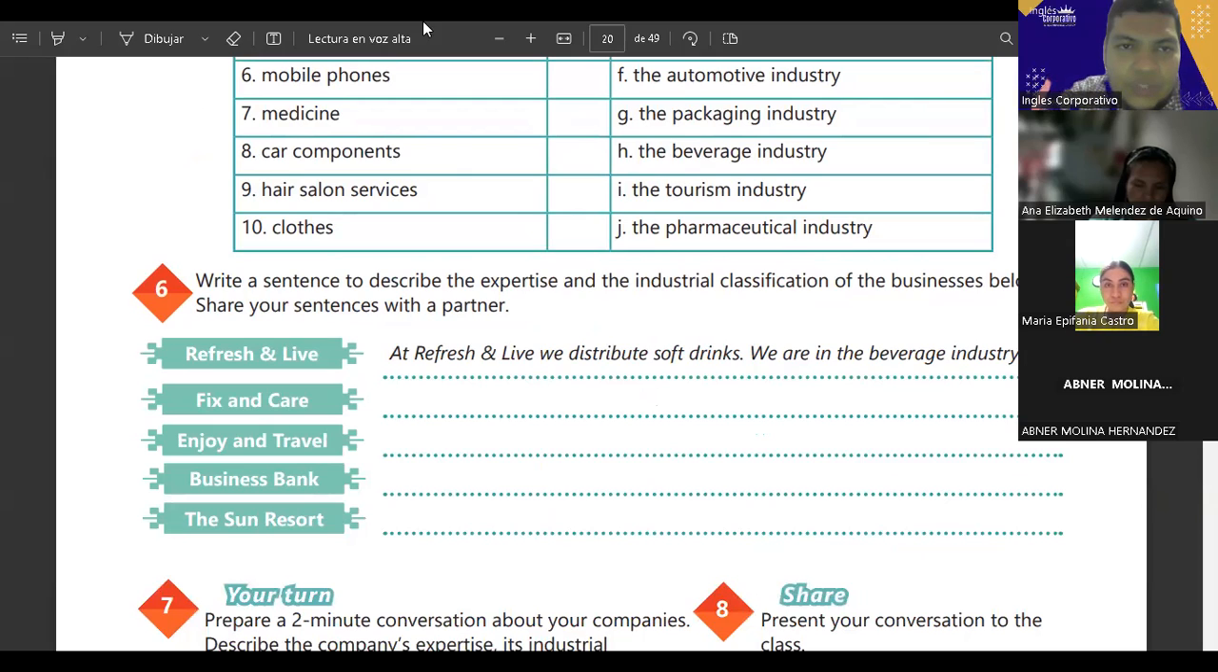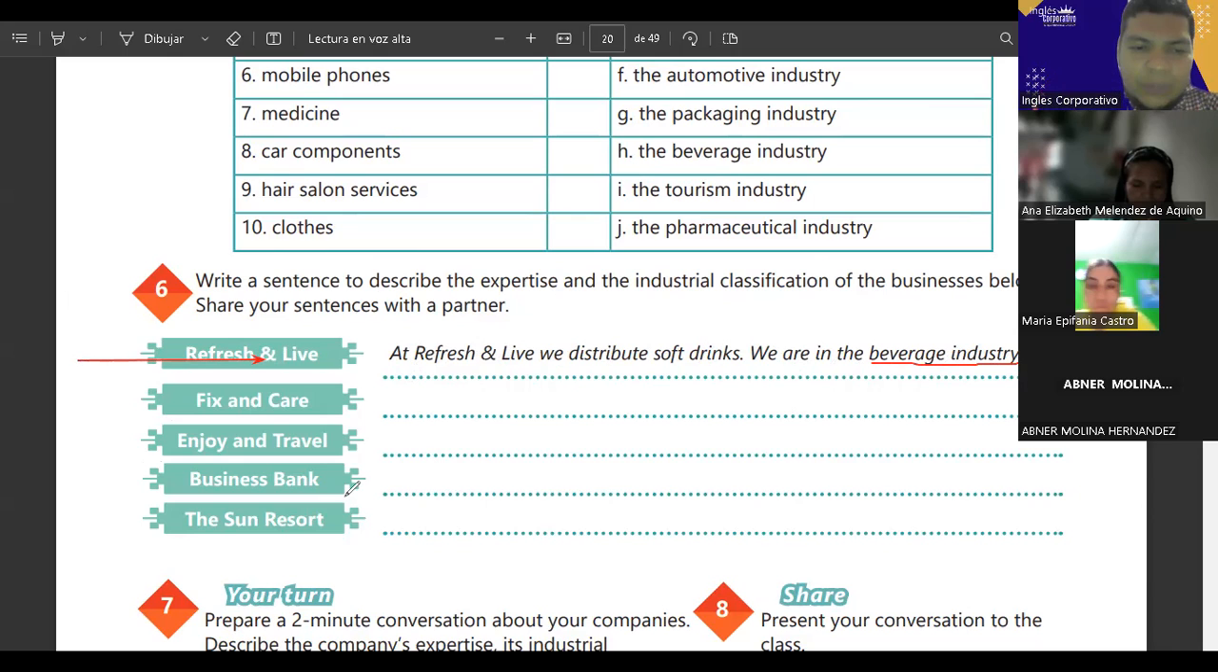All right, so we have some words here. Everybody, let's read the instruction together, right? It says right here, write a sentence to describe the expertise and the industrial classification of the business below. Share your sentences with a partner. So for example, take a look at this one, people. It says here, Refresh and Leaf. At Refresh and Leaf, we distribute soft drinks. We are in the beverage industry, okay?